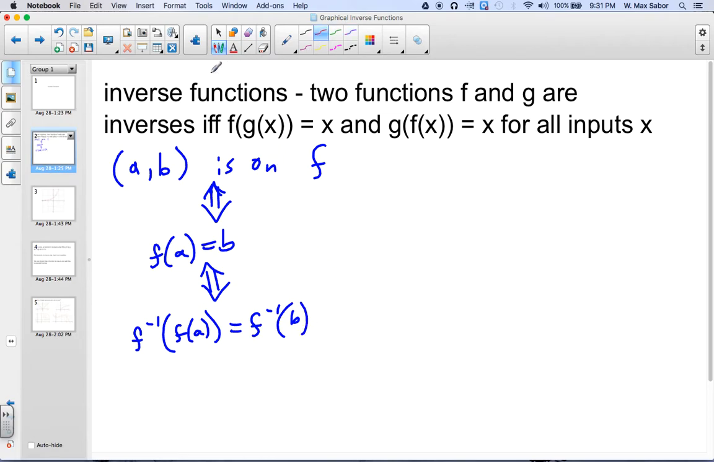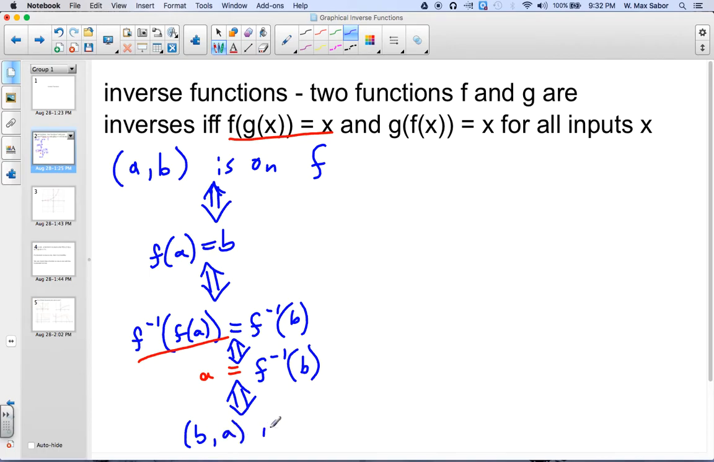Now, the definition of inverse function says this: if we plug one function into the other, then we get out whatever the original input was. That's what's going on here. We take a function and its inverse, we should get out the original input. So this is saying that that is the same thing as f inverse of b. So that means that's the same thing as saying b comma a is on f inverse.